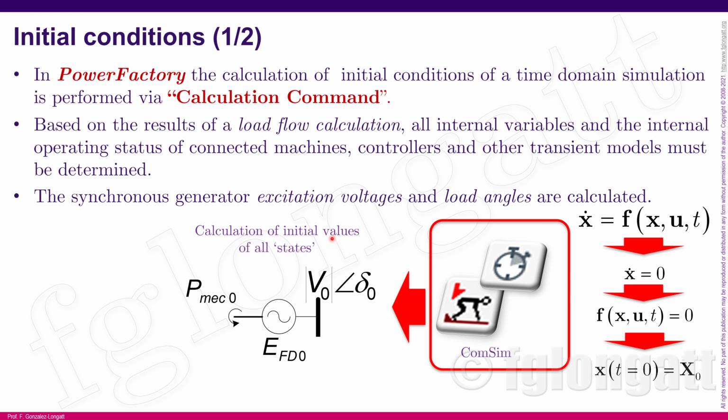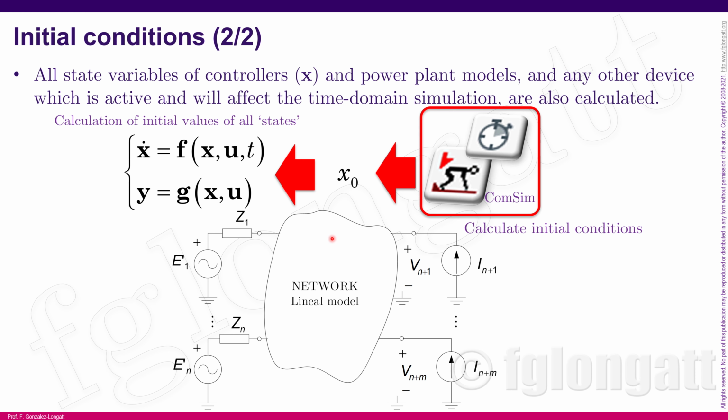Initial states depend on the model that we are talking about, but for instance, if we are talking about the classical model of the synchronous machine, we can say that it's calculating the load angle or the rotor angle, the excitation voltage, the steady state speed, and the mechanical power. That is what is happening. Basically Power Factory is calculating all the initial states, because the initial state is the starting point for the dynamic simulation.